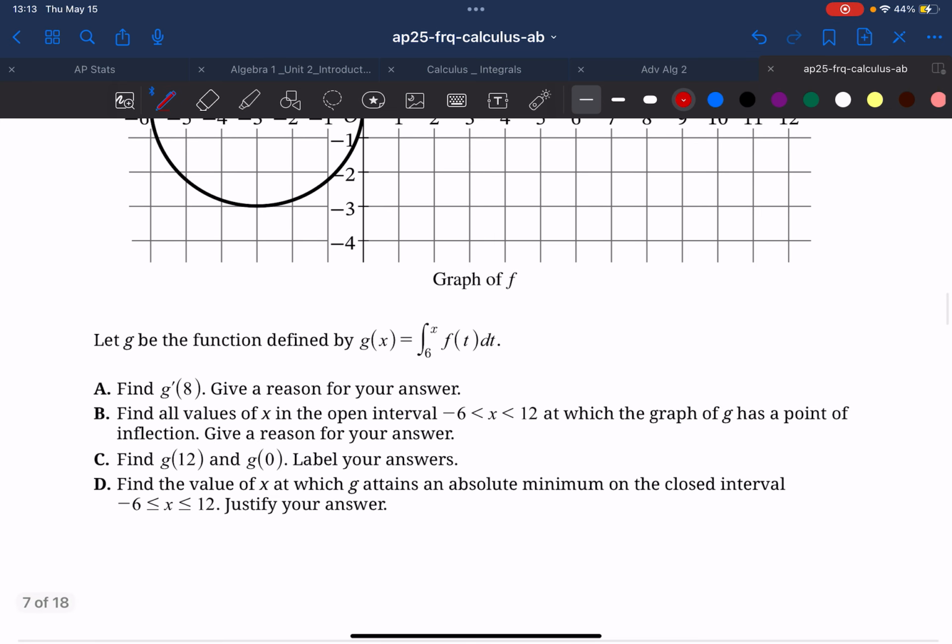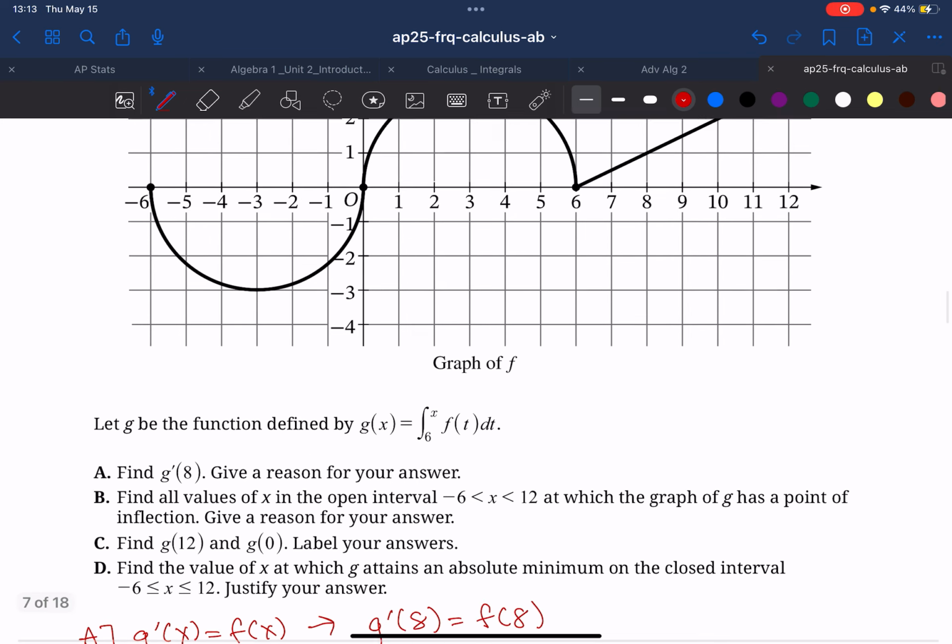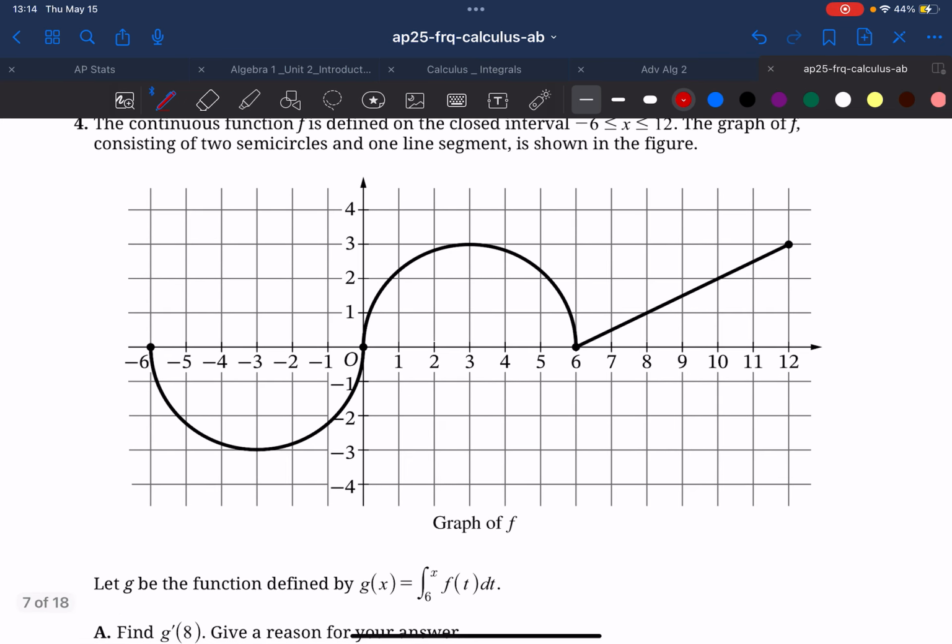Okay, so for A, based off what the g function is equal to, the integral of f of t, if I was to take the derivative of the g function, then I would get the derivative of g of x is just equal to f of x. Which means if I'm trying to find g prime of 8, I just need to find f of 8. And if I go to my graph above, f of 8, here my value will be 1.